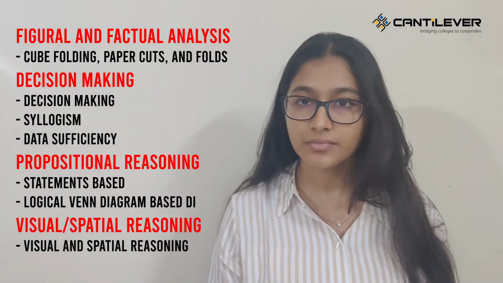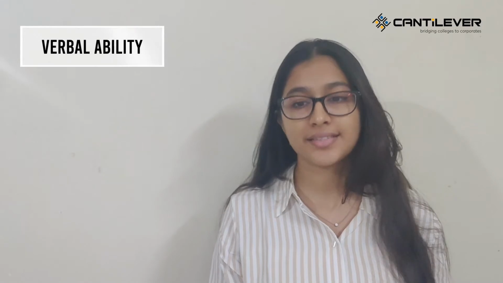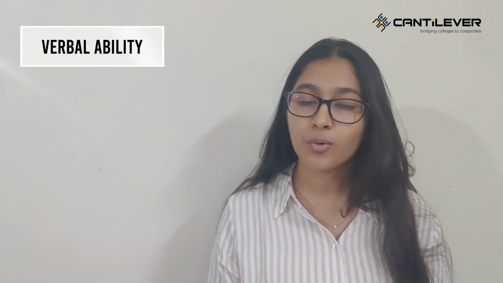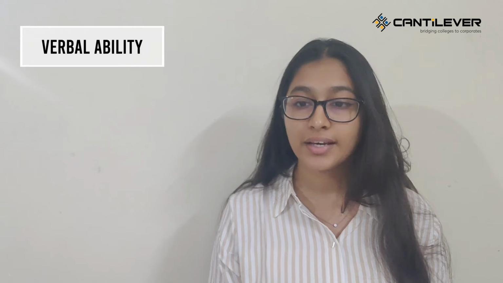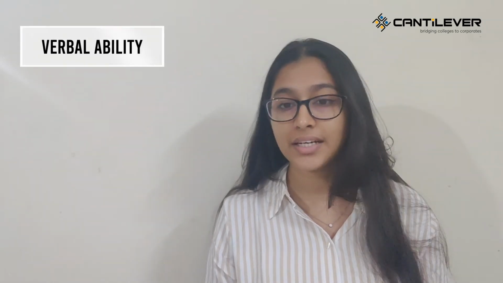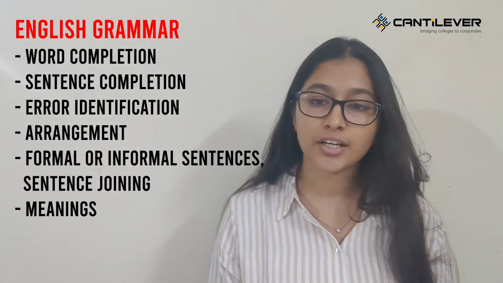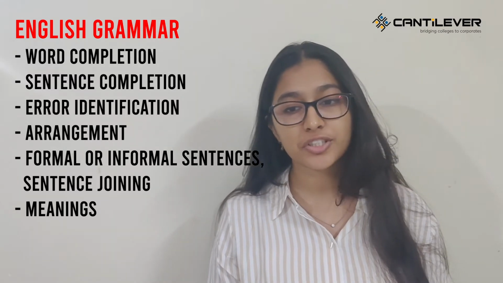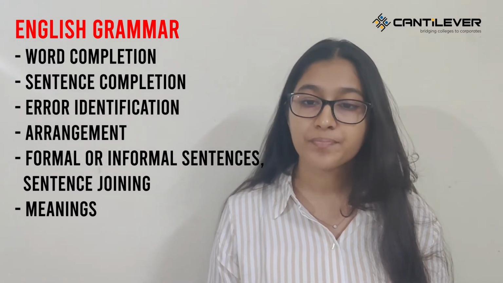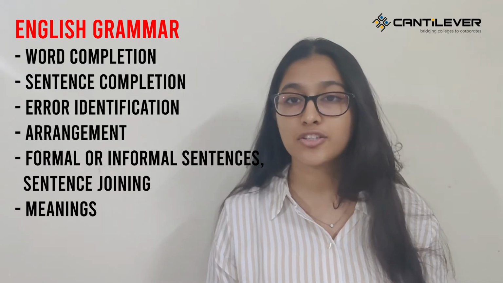Now, let's move on to the verbal ability section, which is based on your English knowledge. In this section, you will get 24 questions with a time limit of 30 minutes. Kindly note that the English test section of TCS NQT is being replaced by the verbal ability section. This section will test your grammatical and vocabulary knowledge. The topics tested under this section are English grammar, which further includes word completion, sentence completion, error identification, arrangement, formal and informal sentences, sentence joining, and meanings. This section not only includes grammar but also consists of reading comprehension.